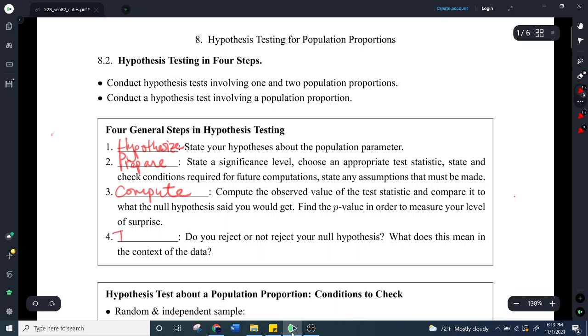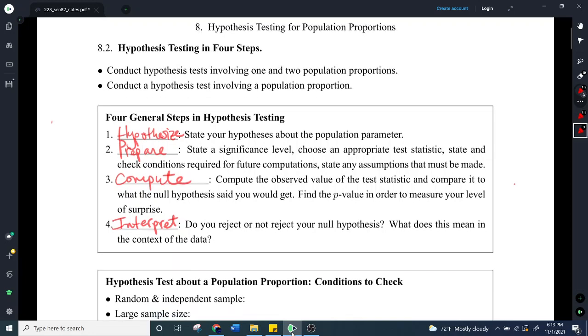And then finally, we're going to interpret. So based on the p-value that you get in step 3, are you going to reject or fail to reject the null hypothesis? And what does this mean for your conclusion?